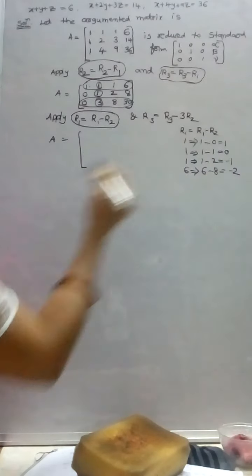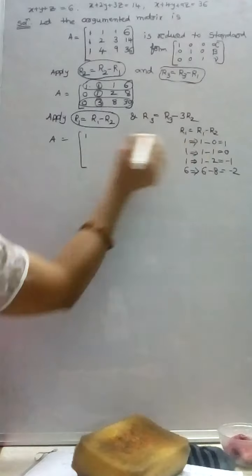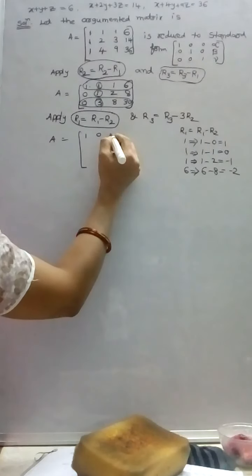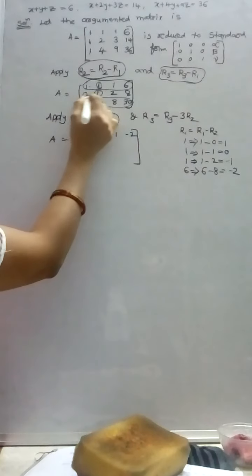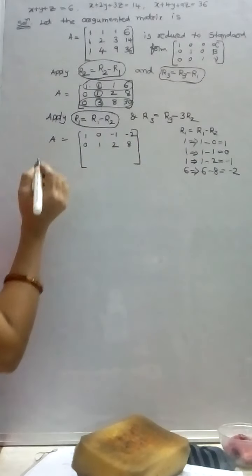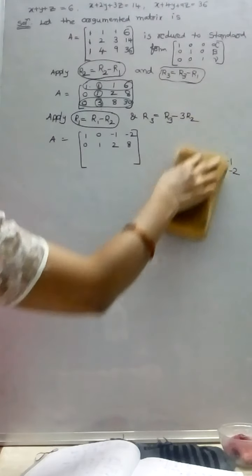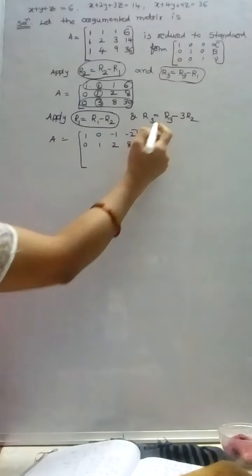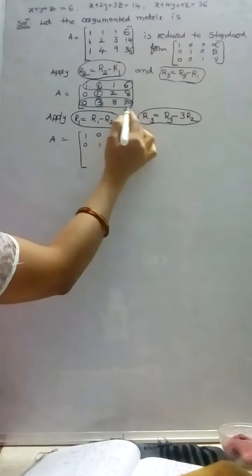So this is the first row. As it is, we can take in the first row 1, 0, minus 1, minus 2. Next, second row taken as is: 0, 1, 2, 8. Next, we take the third row by using this order. By using this order, we can find the third row elements.